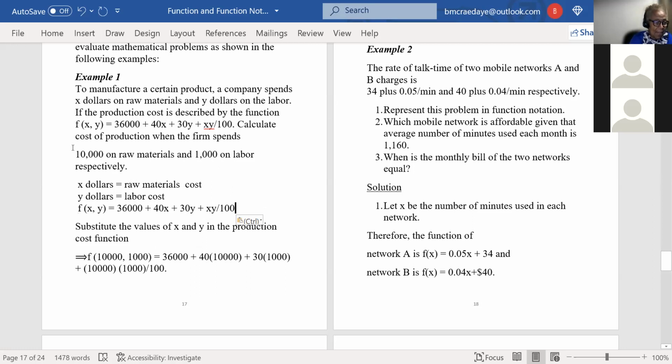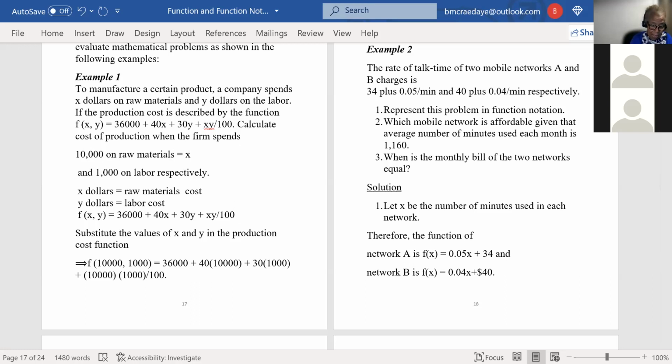So 10,000 on raw materials means that the 10,000 is for raw materials and the 1,000 for the labor, respectively. Okay, so for the X, and notice it said X on raw materials, so 10,000 on raw materials, let me just put that here. So that would be equal to X, and 1,000 on labor, and I'll just put that there, and that's equal to Y.